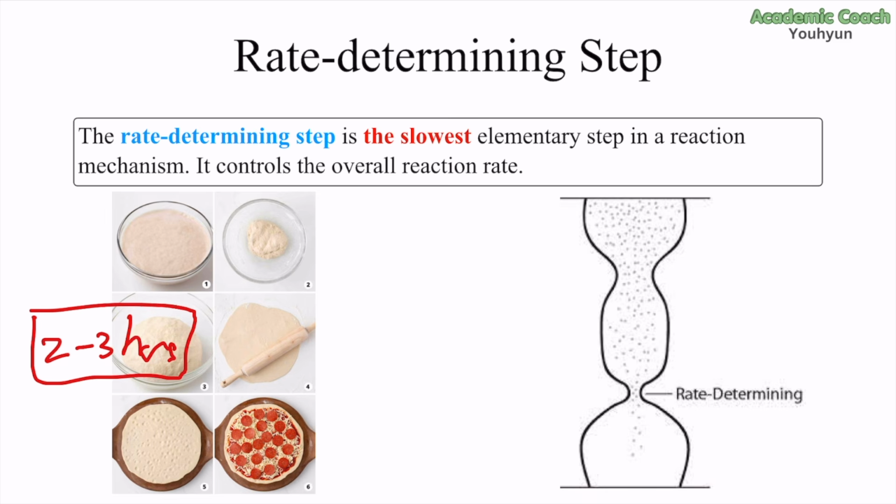So how long it takes for me to make the pizza dough really depends on how long it takes for me to complete step 3. That's why we call the slowest elementary step the rate determining step.